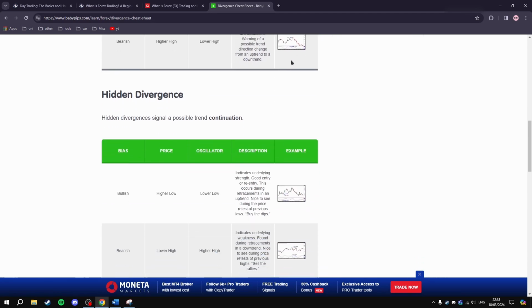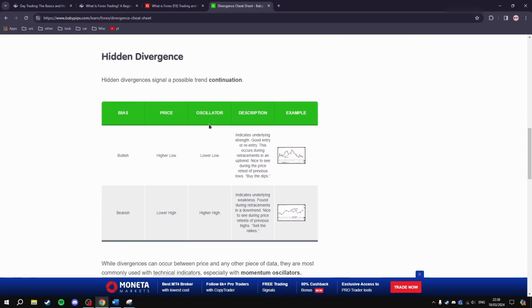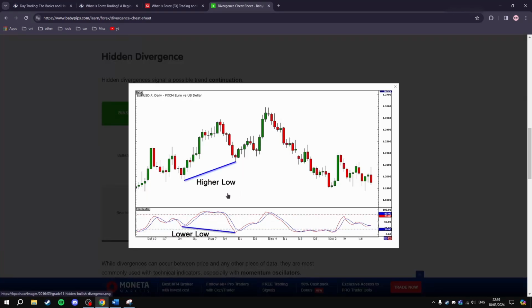Right, hidden divergence signals possible trend continuation. Bullish bias: price shows a higher low, whilst the oscillator shows a lower low. Indicates underlying strength, good entry or re-entry. This occurs during retracements in an uptrend. Nice to see during price retests of previous lows, buying the dips. So higher low, lower low.